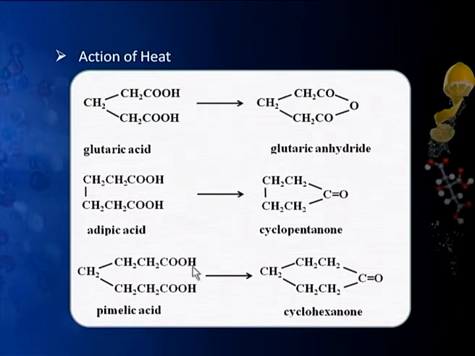These last two reactions, for adipic acid and pimelic acid to give ketones, are easily carried out when their calcium salts are strongly heated. That is, first they are treated with calcium hydroxide or calcium carbonate, and then those calcium salts are heated strongly and we get ketones, and they also form a method for the preparation of cyclic ketones. There was another utility for this reaction.